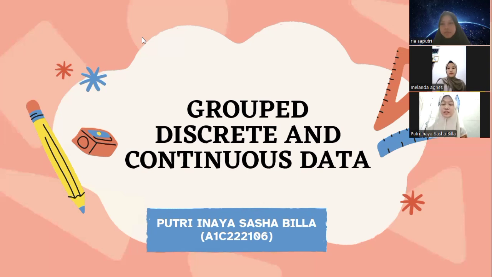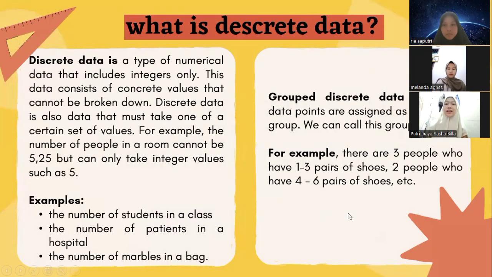Alhamdulillah. All well, for this lesson, our material is about group discrete and continuous data. What is discrete data? Discrete data is a type of numerical data that includes integers only. This data consists of concrete values that cannot be broken down. Discrete data is also data that must take one of a certain set of values.